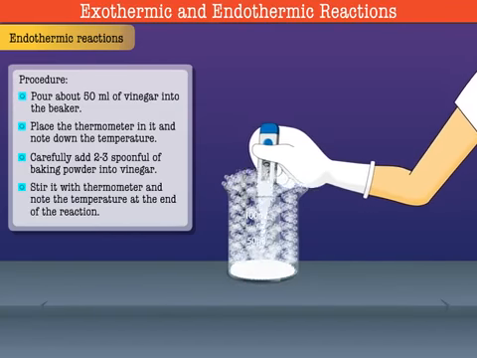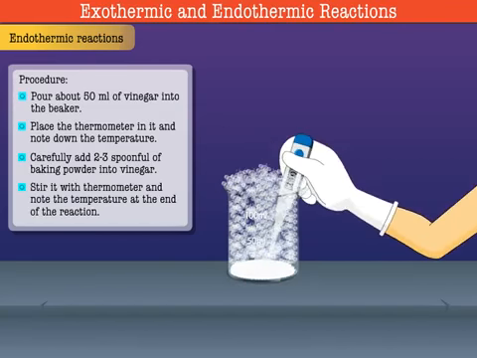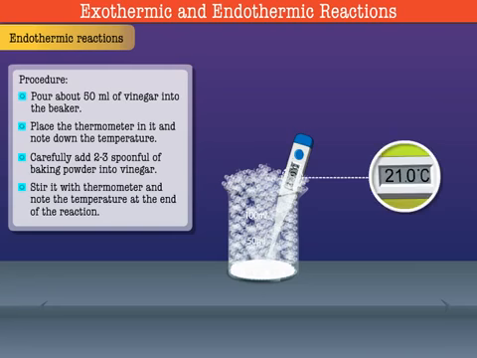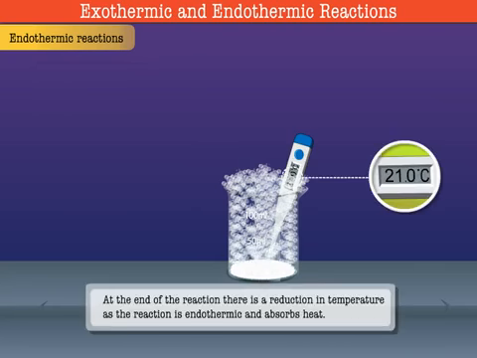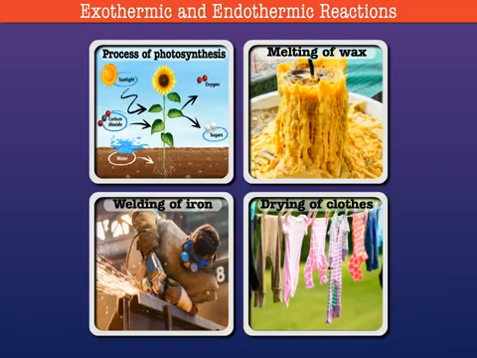Stir the solution and note the temperature at the end of the reaction. During this reaction, heat is absorbed and temperature reduces. Therefore, the reaction of baking powder with vinegar is an endothermic reaction. Observe some reactions taking place in your everyday life and classify them as endothermic or exothermic reactions.